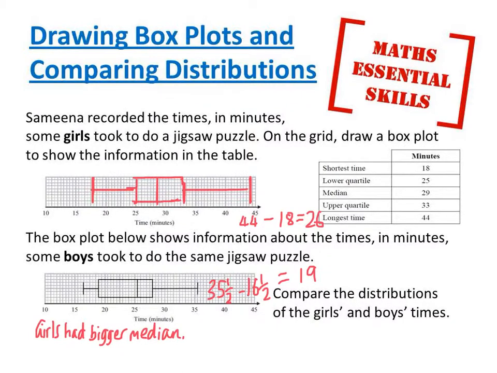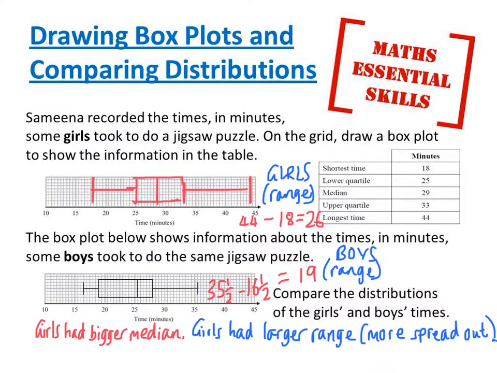Now, even if I hadn't worked out those calculations, I can actually see that this range is greater than this range. Therefore, the girls' range is greater, but I need to put this into context. What does that mean? Well, a bigger range just means that their results were more spread out. And by making it very clear that the girls had a larger range and what this means, and also adding how I've calculated it, that's going to guarantee I get full marks on this question.